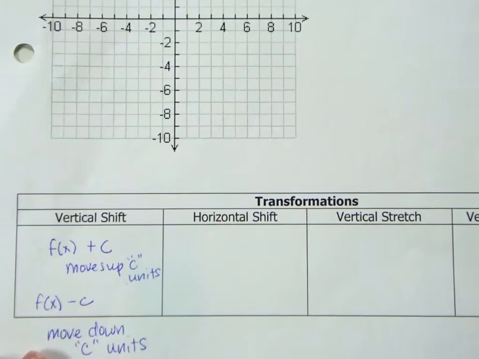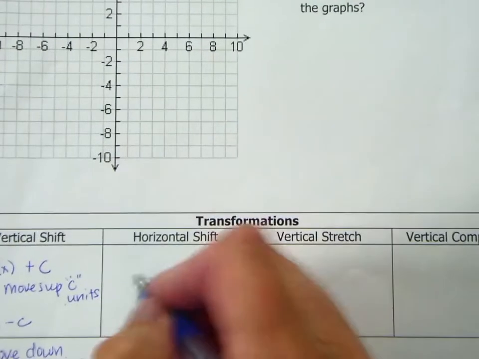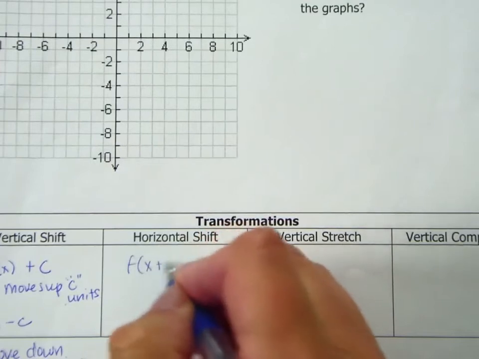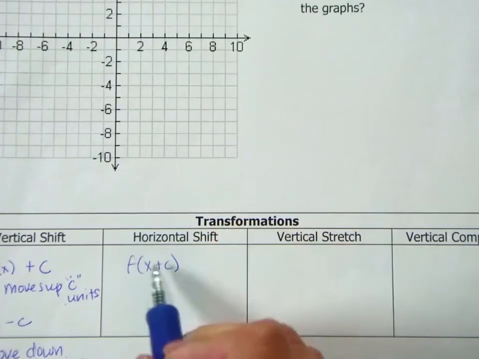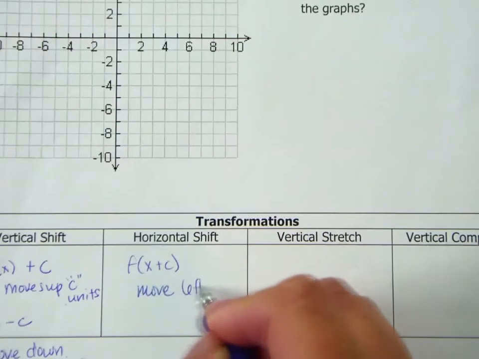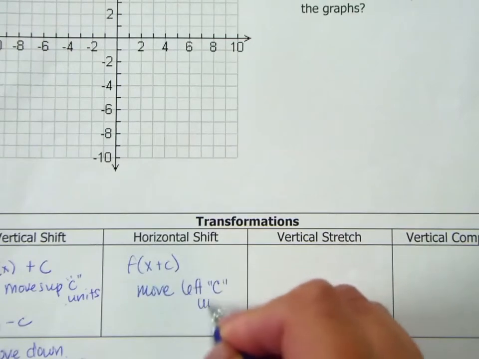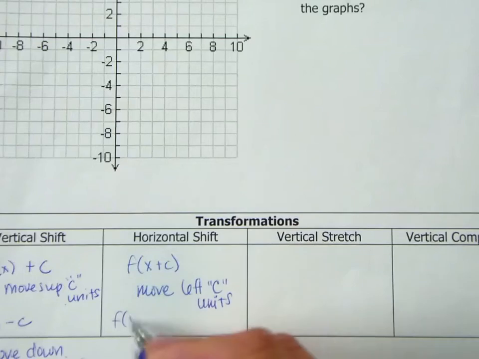A horizontal shift, meaning left or right, this is where we're adding or subtracting inside the absolute value. This one, f of x plus c, would move to the left c units. This is the one that's kind of opposite what you would think. And then f of x minus c, this would move to the right c units.